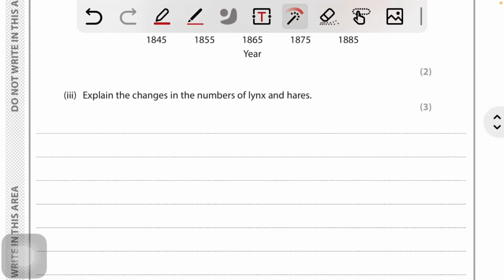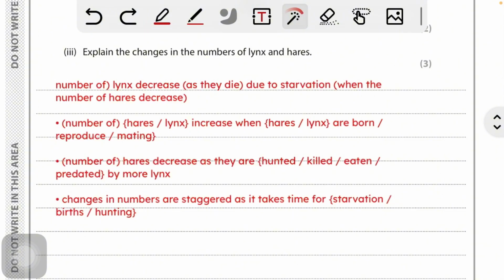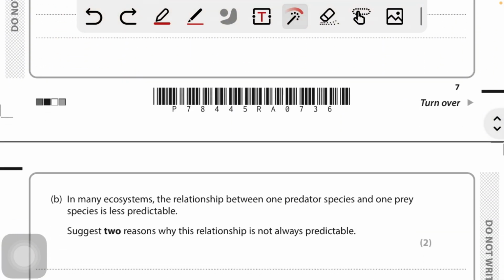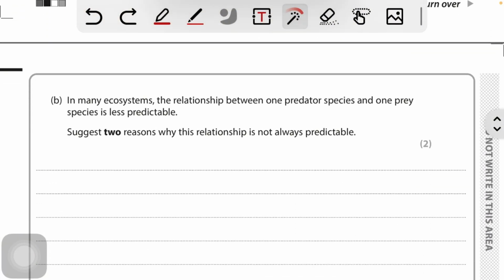So let's say the answer. The number of lynx decreases as they die due to starvation. The number of hares increases when they reproduce. The number of hares decreases as they are killed or eaten. Changes in numbers are staggered as it takes time for starvation, breeding and the hunting process. Now let's go to the next question.